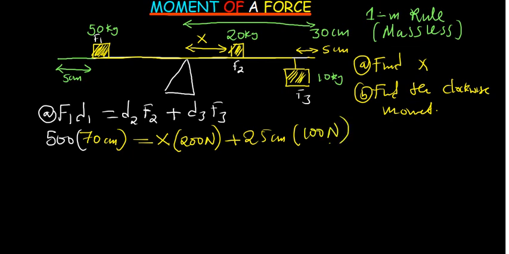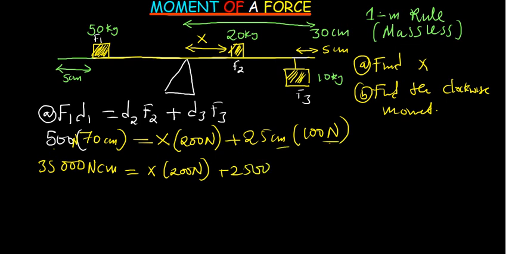So from this point we're going to make sure that we add like terms together. Remember, this 500 is also in newtons. So we'll say 500 times 75 times 7, that is a 35. So this is going to be 35. We have got 2 zeros plus this one, those are going to be 3 zeros. So that will be 35,000 Newton centimeter. And this is going to be equal to x multiplied by 200 newtons, and then plus, multiply 25 centimeters by 100, that is going to be 2,500 Newton centimeter.